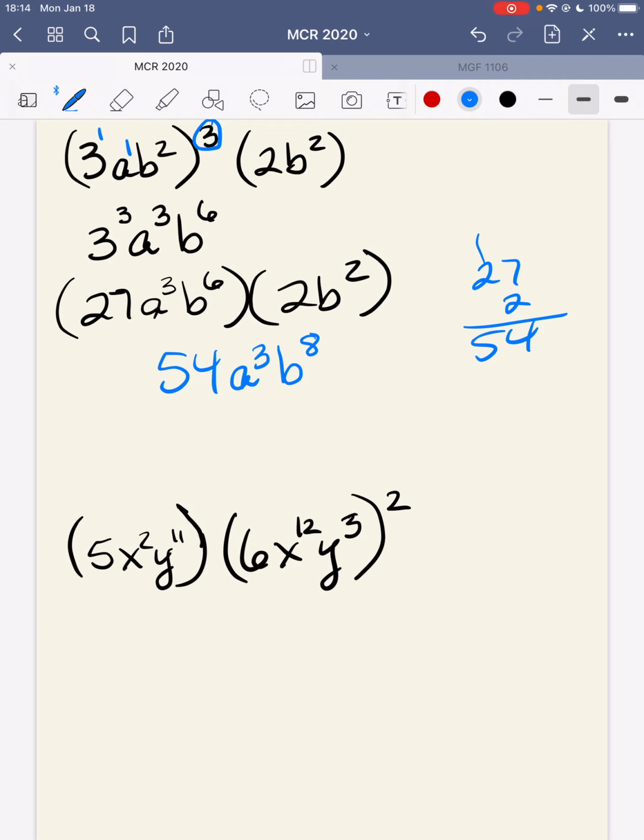Now notice the first one does not have the exponent on the outside, but the second one does. So I need to do this piece first. Again, I know my 6 has an exponent of 1. So I have 6 to the 1 times 2, which is 6 squared. x to the 12 times 2, which is 24. And y to the 3 times 2, which is 6.